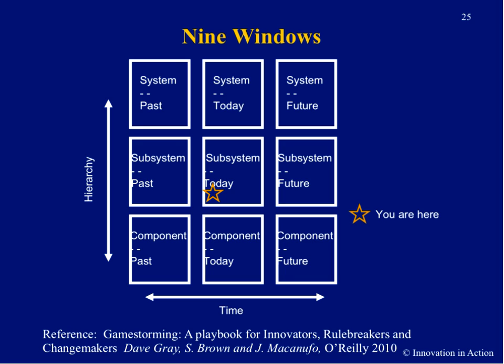Another tool that relates to the market out there is a tool called 9 Windows. In this case, you see a matrix, a 3x3 matrix. Along the horizontal axis, you see time, past, present, future. And along the vertical axis, I like to call it hierarchy, product hierarchy. And whatever product I'm working on or thinking about, I place in the middle. You see the star, you are here. I call it a subsystem. That helps me remember that part of my subsystem includes components below me and bigger systems above me.